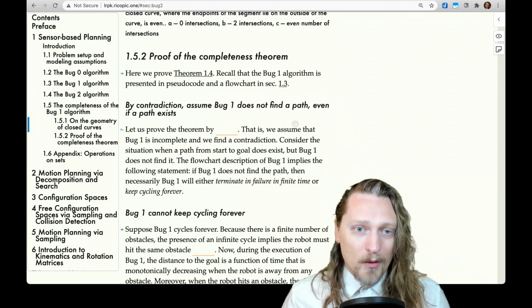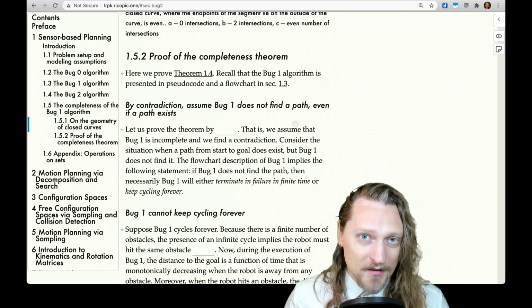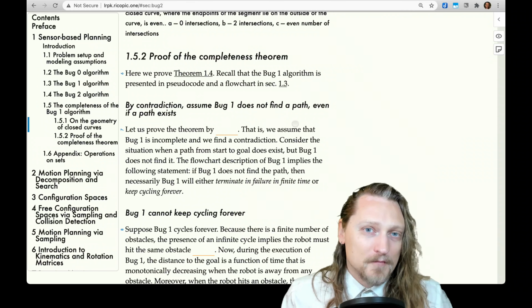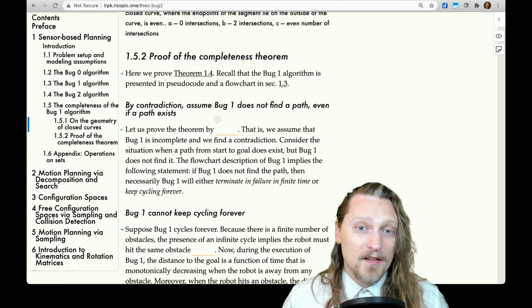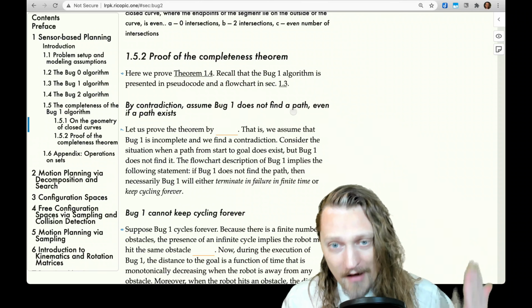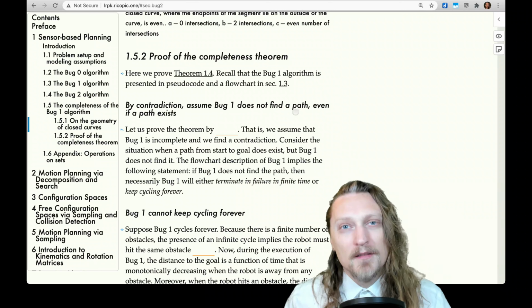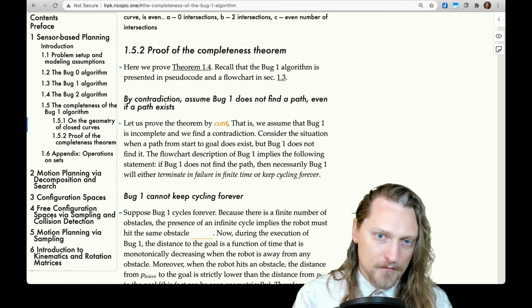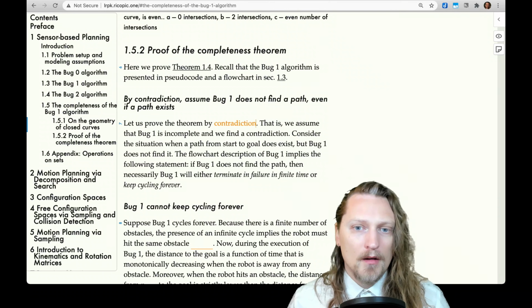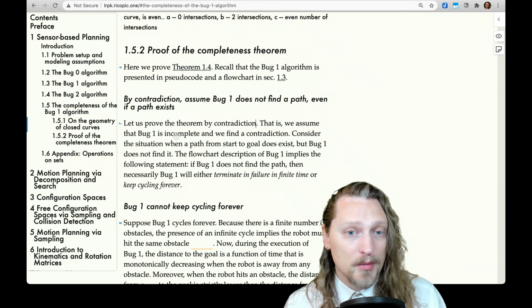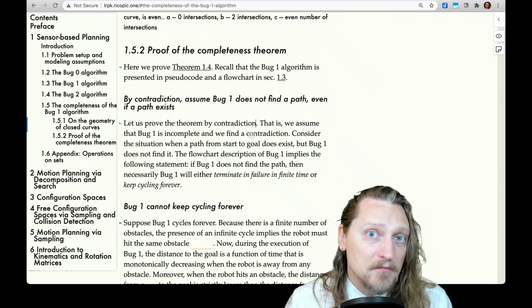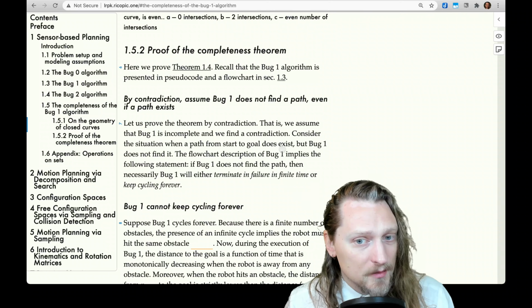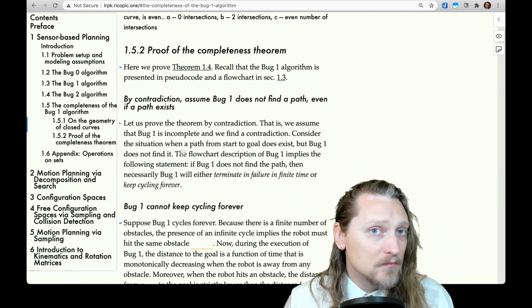So we're going to prove that the opposite is false, which means that it must be true. All right, so the opposite then is to assume that Bug 1 does not find a path, even if a path exists. So let us prove the theorem by contradiction. That is, we assume Bug 1 is incomplete and find a contradiction to that. Consider the situation when a path from start to goal does exist, but Bug 1 does not find it.